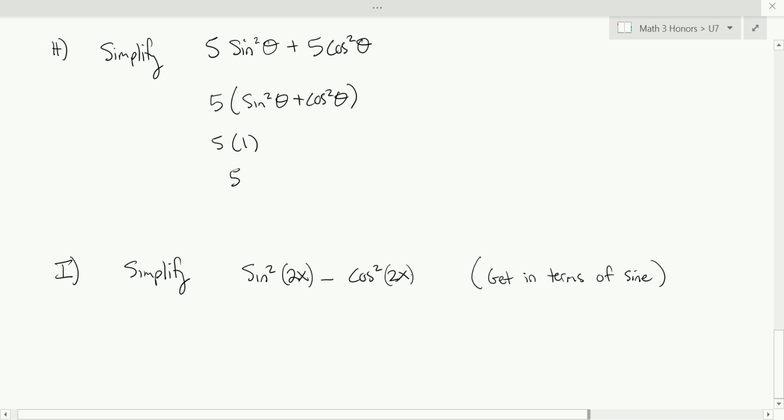So what you should see here is sine squared minus cosine squared. You kind of glaze over the angle. As long as the angles are the same, that's all that matters. You just focus, okay, this is sine squared minus cosine squared. I want to change this so that it's only in terms of sine. See if you can do that. Use your Pythagorean identity.